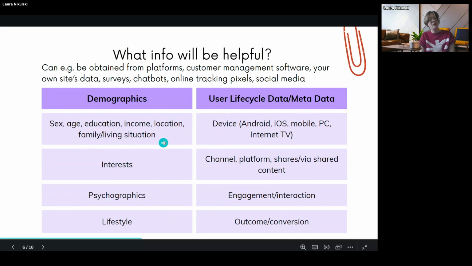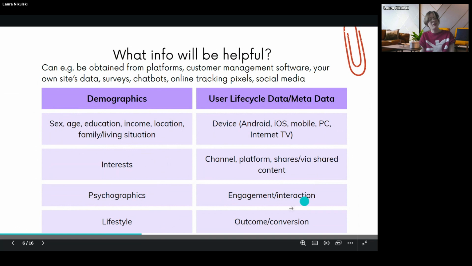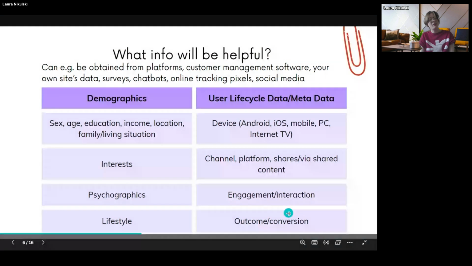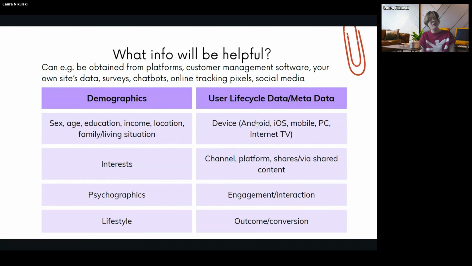And then you can also have user lifecycle data or metadata. So for example, you can extract data such as what device was being used. Was it Android? Was it iOS, that Apple thing? Was it accessed from mobile, PC? Was it maybe from internet TV? Then also you want to find out what platform exactly it was from. So for example, when you advertise on Meta, formerly known as Facebook, it's not just Meta, right? They also have Instagram and Messenger. So what kind of sub-channel are you getting it from?